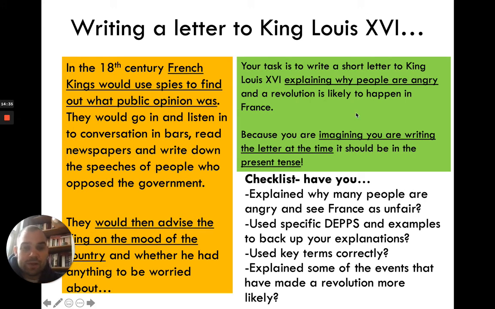And remember, with this one, you've got a little checklist on that Word document. I'm not going to go through it in detail. You're going to be writing it in the present tense, and you're going to try and find specific examples of what's making people angry. Try and use key terms when you can, and then think about what kind of events have also made people really angry and likely to demand revolutionary change.